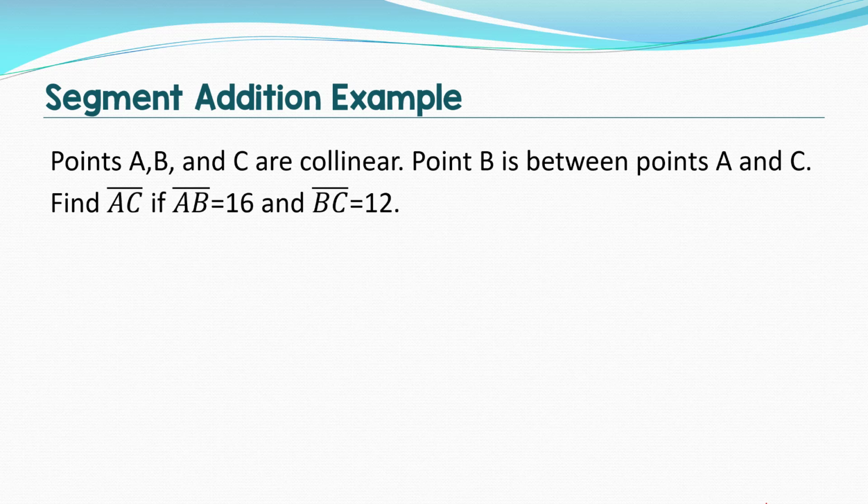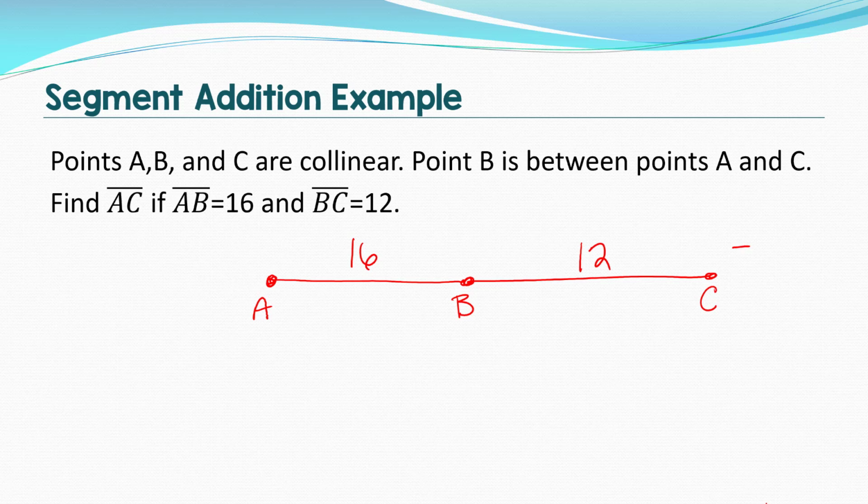Okay, here's a written example. We have a line A, B, C. I'm going to encourage you to always draw a picture when you have problems in geometry. Point B is between points A and C. Find AC if AB is 16 and BC is 12. It's a pretty straightforward problem. You may not have needed a picture, but it's a good practice to get into. Adding those together, you've got 28.